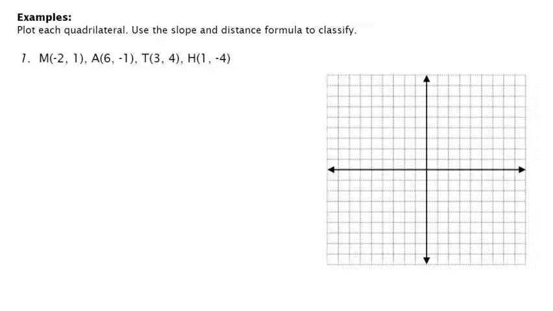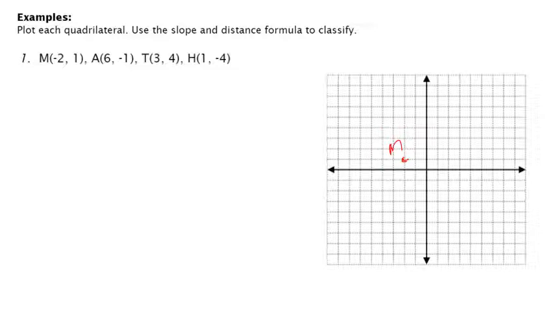In this first example, the question says plot each quadrilateral, and then we're going to use slope and distance to classify what type of quadrilateral this is. So the first thing we're going to do is plot this quadrilateral to see what points are making up the different sides. We have point M is (-2, 1). So I have point M right here.